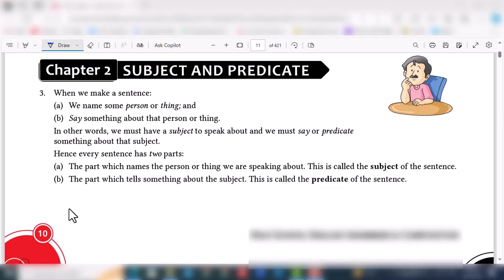Today our topic is about subject and predicate: how we can identify what the subject is in a sentence and what the predicate is, and the definitions of subject and predicate. So let's start our lecture.